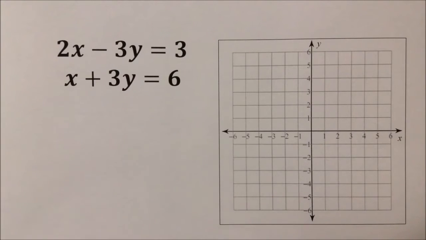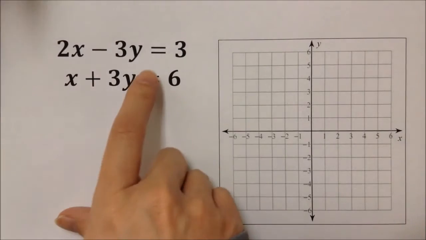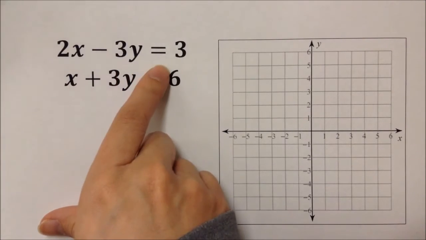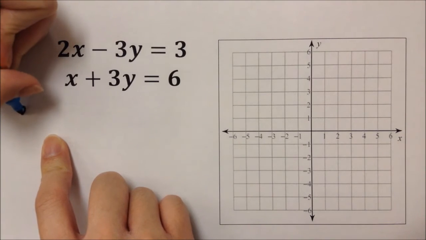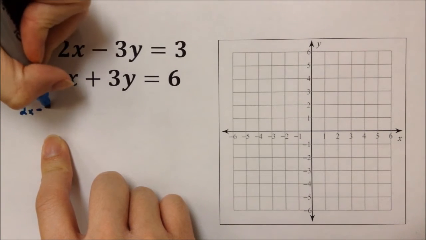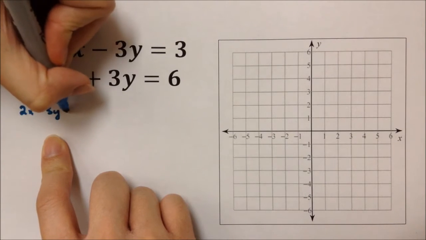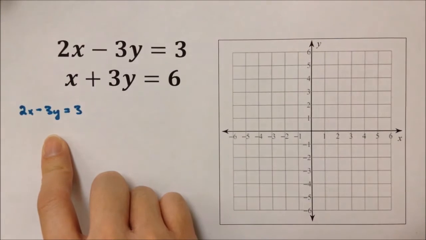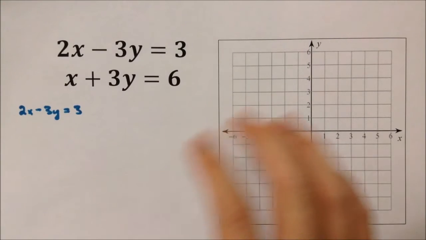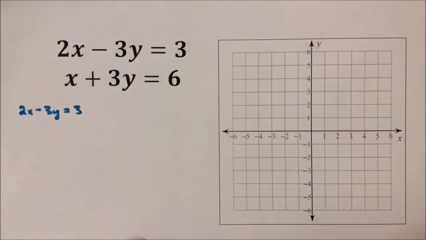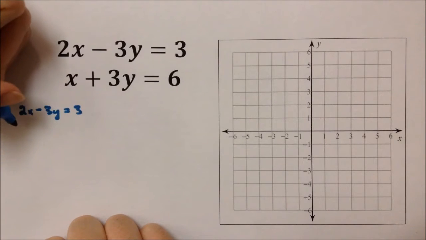So when we are graphing, all we need to do is convert it into slope-intercept form, because right now it's in standard form. So I'm going to write the equation right here: 2x minus 3y equals 3. So again, we're in standard form. When we need to graph, we have to convert into slope-intercept form. So I need to get rid of the 2x from the left.